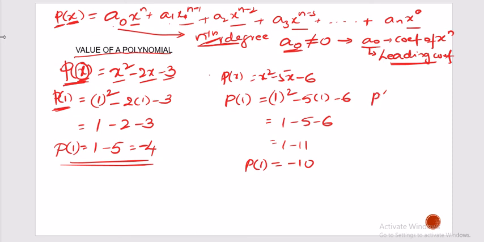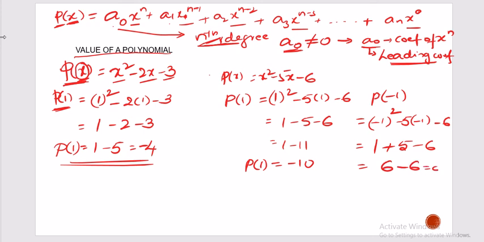Suppose we are asked for p of minus 1. What will you do? Instead of x we are going to replace minus 1. So minus 1 whole square minus 5 into minus 1 minus 6. Minus 1 whole square is 1, minus 5 into minus 1 is plus 5, minus 6. So 1 plus 5 is 6, and 6 minus 6 is equal to 0. So the value of the polynomial at minus 1 is nothing but 0.